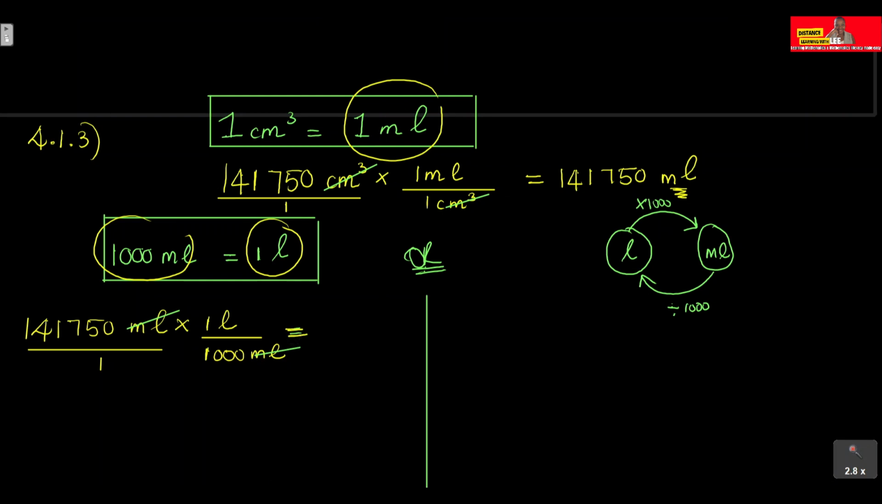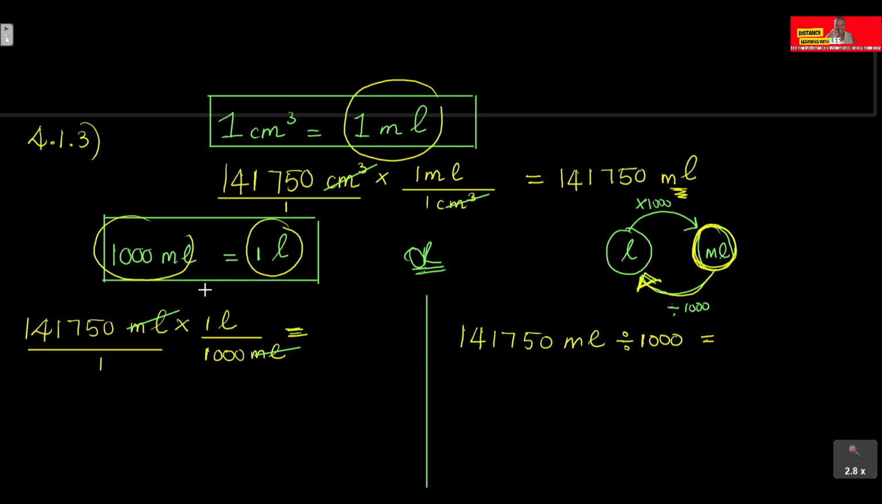We want to convert the 141,750 milliliters. You want to move from milliliters to liters, so that means that you divide by 1,000. So you can just divide by 1,000. When you divide by 1,000, that will give you your answer in liters. So it's the same thing.